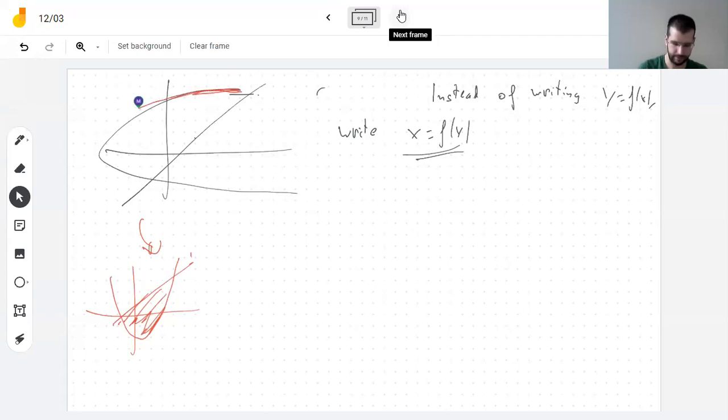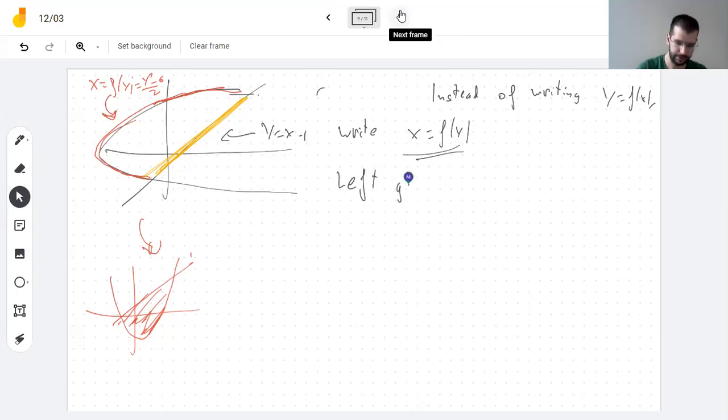So then I'm between one graph, which is the parabola, which is y squared minus 6 over 2, and another graph, which is just a line. So instead of top and bottom, you have left and right. And the left graph is the parabola. The parabola was y squared equals 2x plus 6.